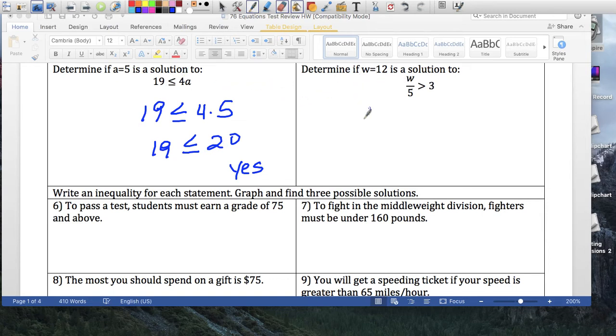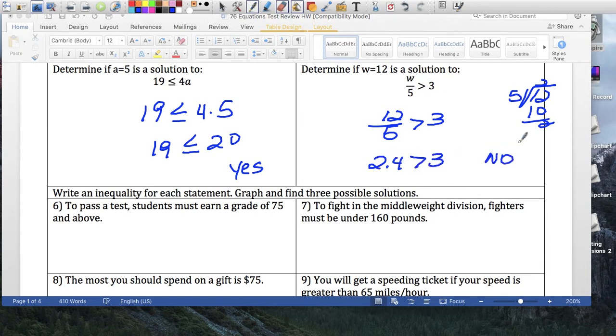Is w equals 12 a solution to this? Well, let's see. 12 over 5 is greater than 3. 12 divided by 5 is 2.4. It's greater than 3. Is that true? No.